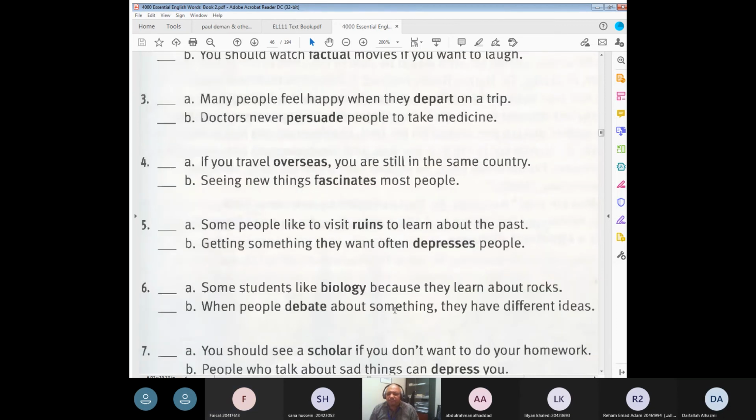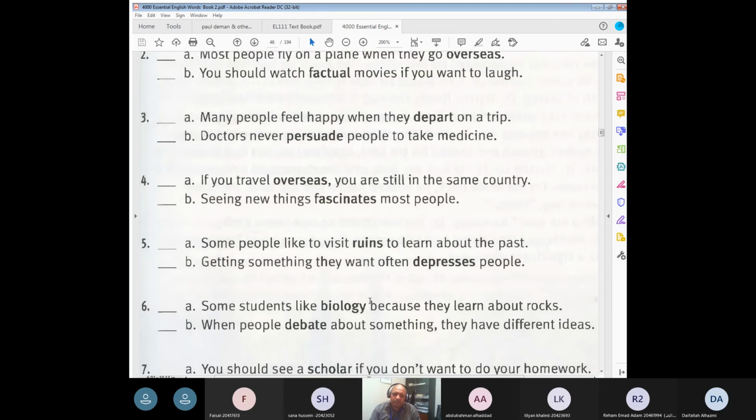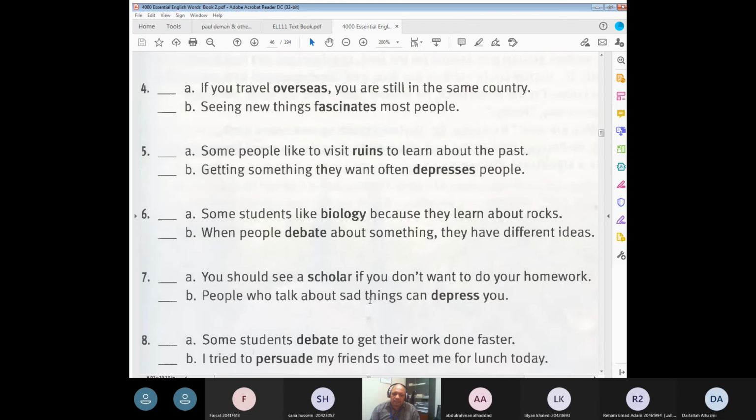Number three, everyone. I think it's A. Many people feel happy when they depart on a trip. Yeah. But doctors never persuade people to take medicine. No, it's the opposite, right? They ask you to take medicine, right? So it's A.